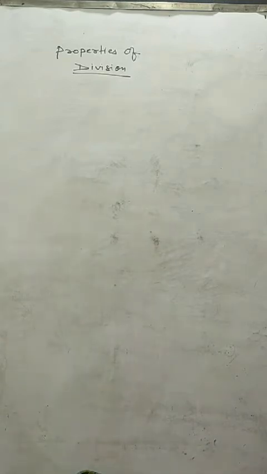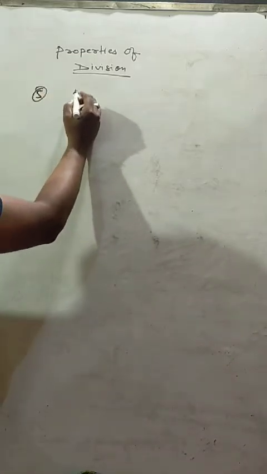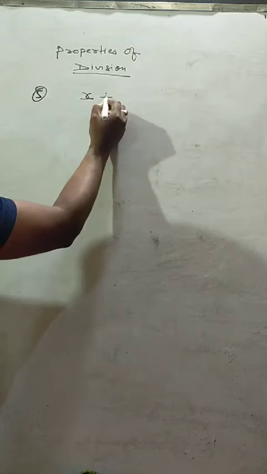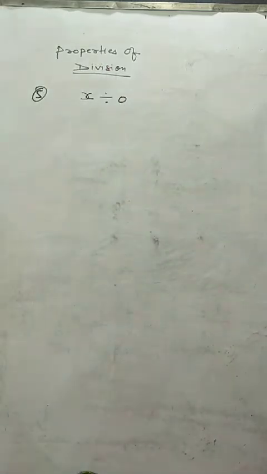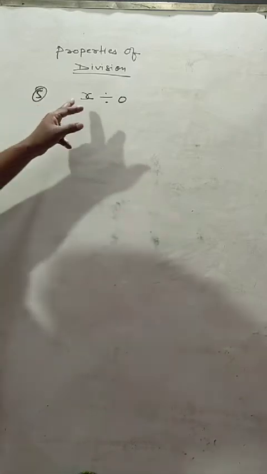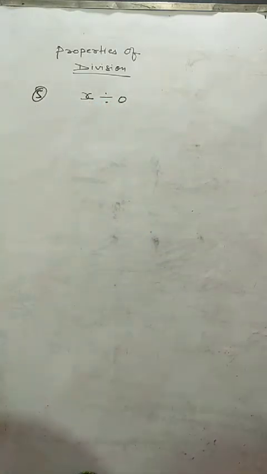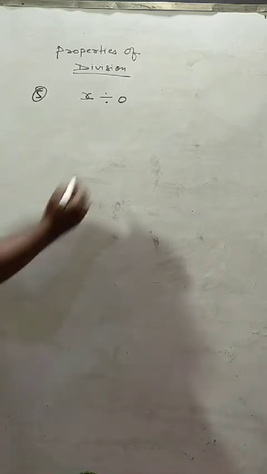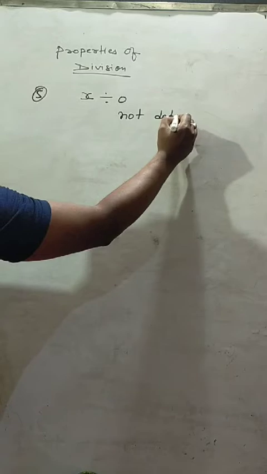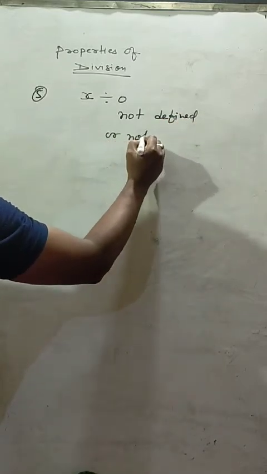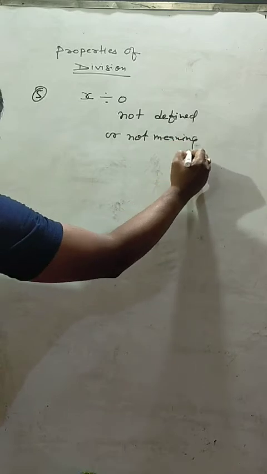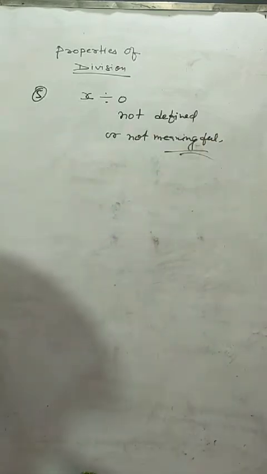Next property is the fifth property. If we divide an integer by 0, then what happens? If you divide an integer by 0, the result is not a meaningful number. We can say it is not defined or not meaningful. These are the properties of division.